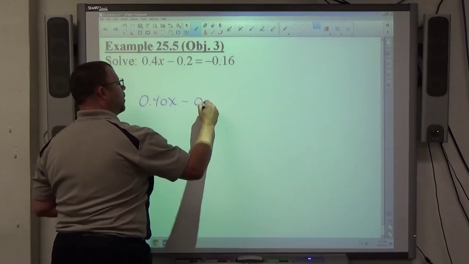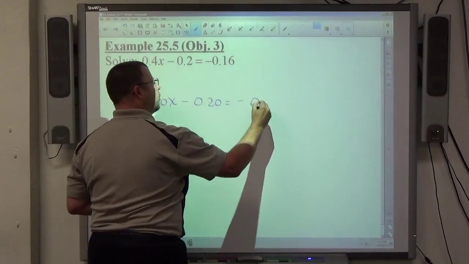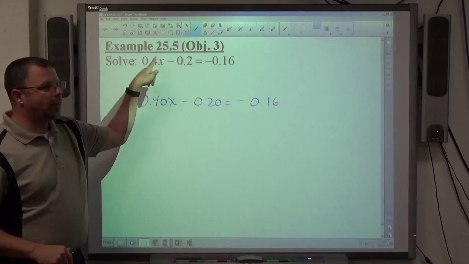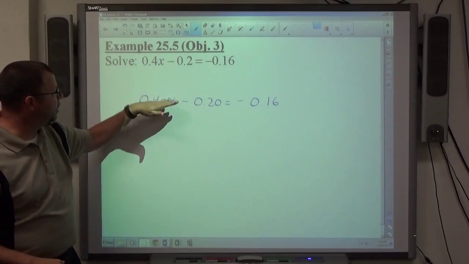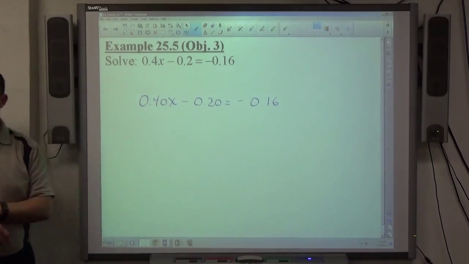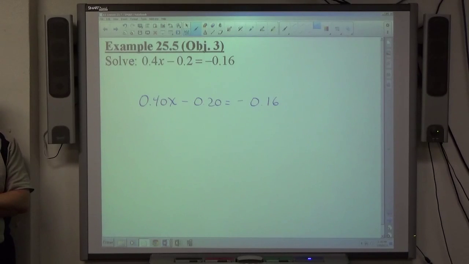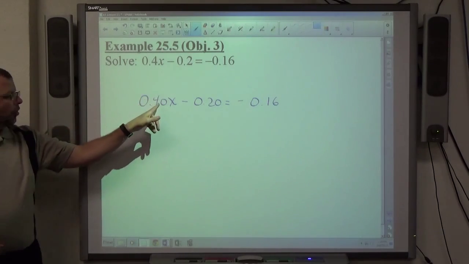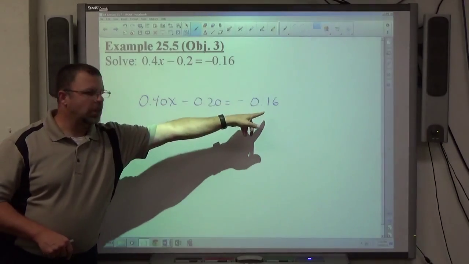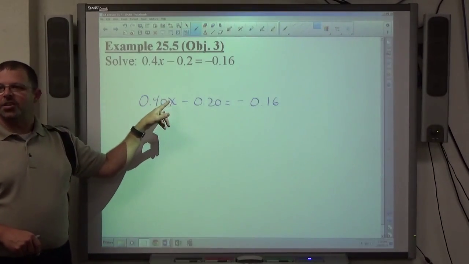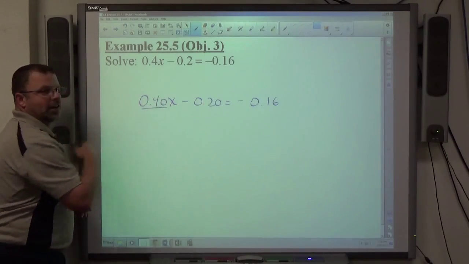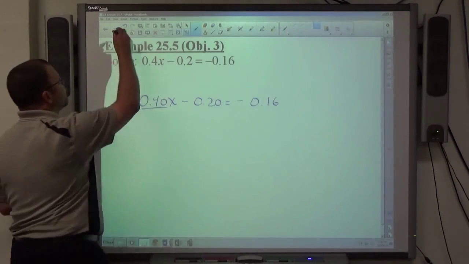0.40x minus 0.20 is equal to negative 0.16. That has two decimal places, that has one, that has one. I'm going to modify both of these so they have two decimal places by adding a 0 to the end of the numbers. So again, that's what's in my book, that's the first thing that goes in my paper. Two decimal places, two decimal places, two decimal places. X does not count as a decimal place. We have a decimal number being multiplied by x. The decimal number is right here, that needs to have two decimal places in it.